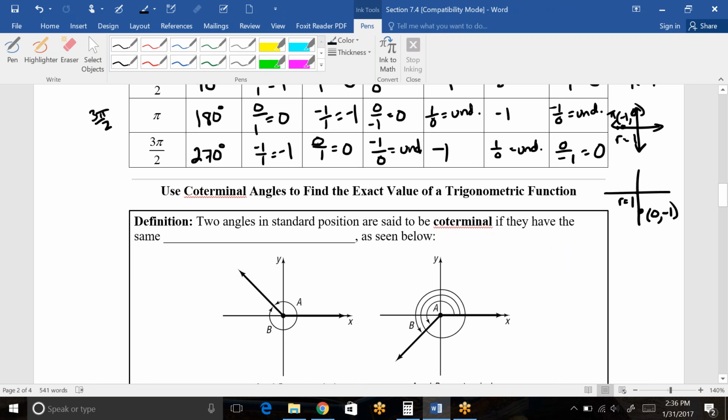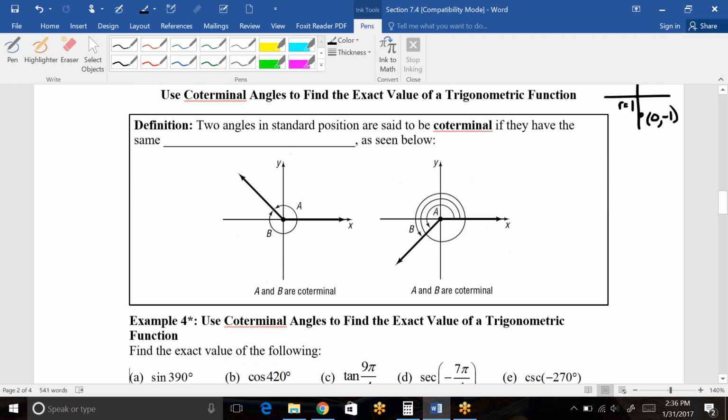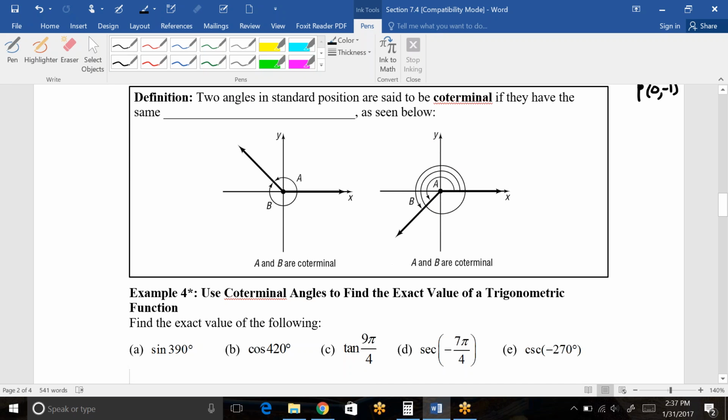Okay, use coterminal angles to find the exact value of a trig function. Two angles in standard position are said to be coterminal if they have the same initial and terminal sides. Okay, so they both start here on the x-axis. The difference is this is angle A. We're going counterclockwise, and B goes clockwise. They both start and end at the same sides, but they measure differently.